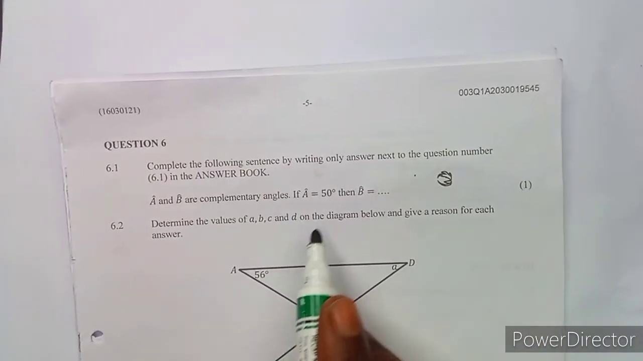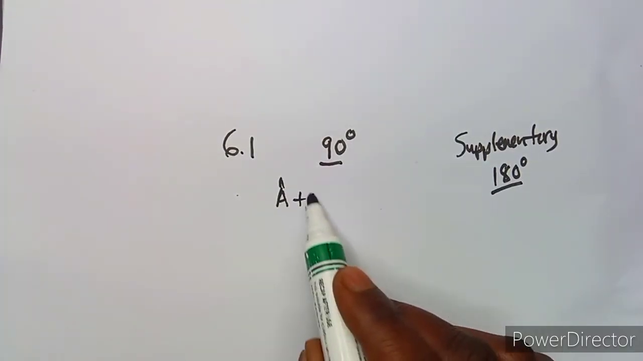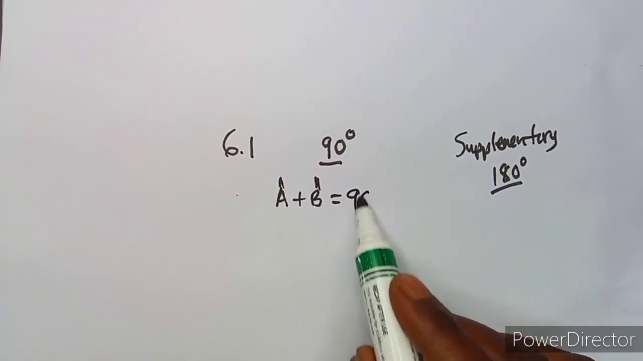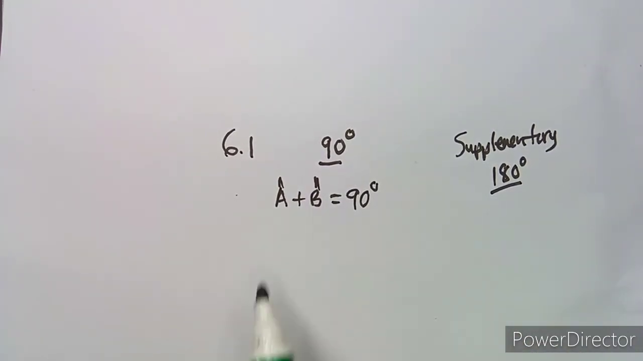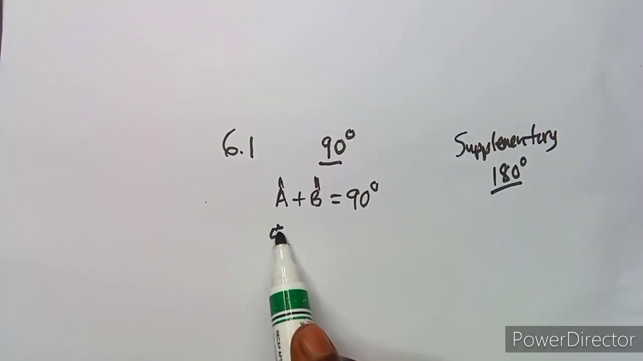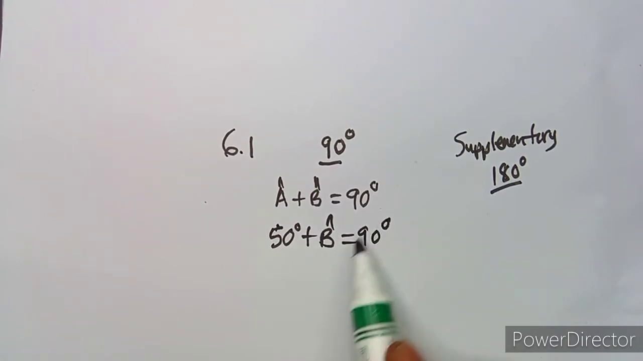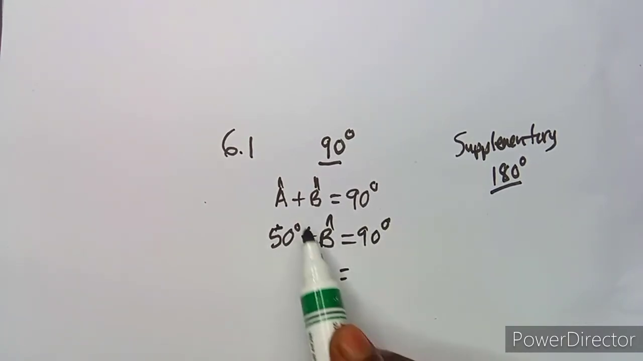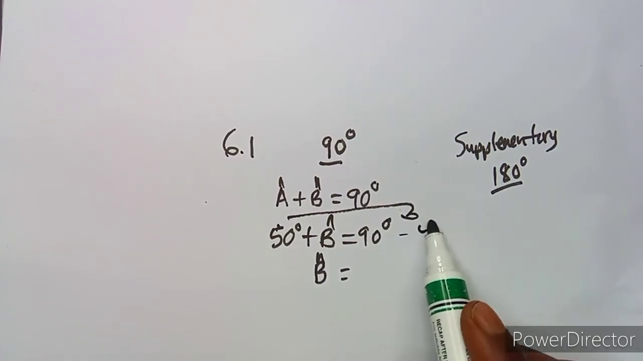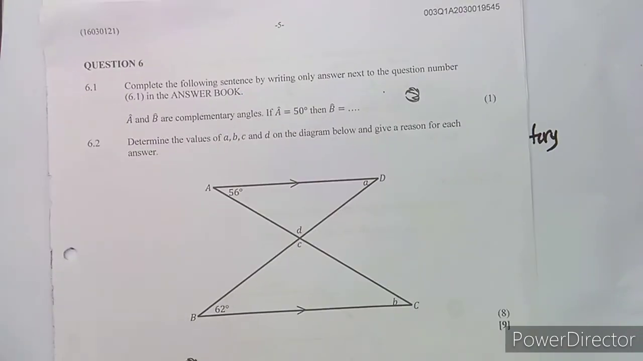So in order for you to find angle B, you know that when you add these two angles, angle A plus angle B, you must obtain 90 degrees. Okay, so you are given angle A, which is 50 degrees. So 50 degrees plus angle B should give us 90 degrees. Okay, so what is going to be angle B? You transpose this, so it's going to be 90 minus 50 degrees, which is going to give you 40 degrees from your calculator. All right, so that's it, guys.